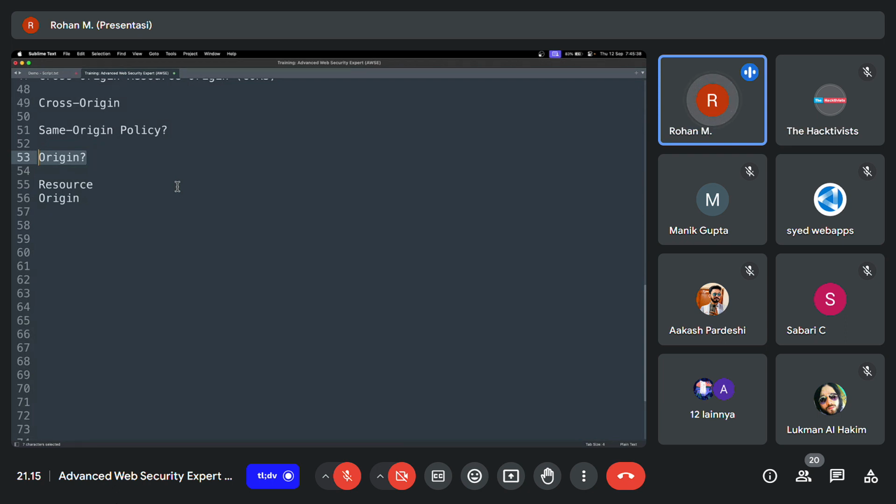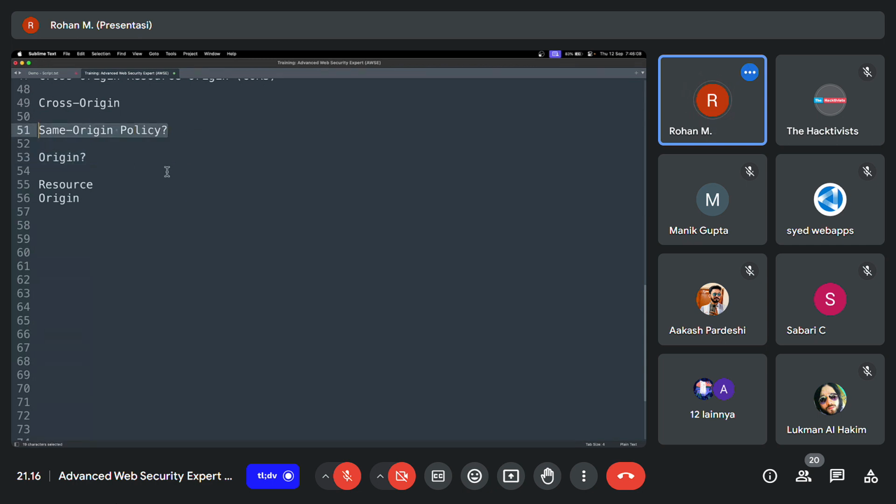In a web application as well, we have an HTTP request. So the domain from which the HTTP request initiates is known as origin. Origin means from where did this HTTP request originate? From where did this HTTP request initiate? That is origin. The next term that we have here is same origin policy.